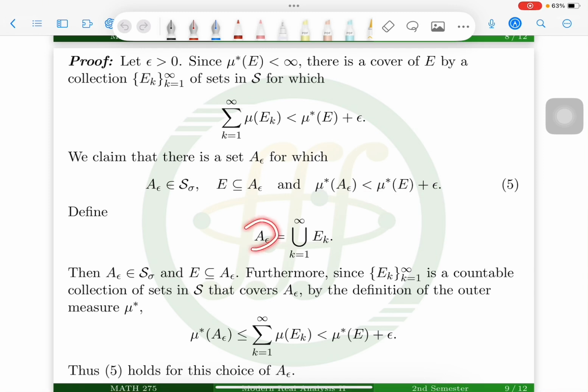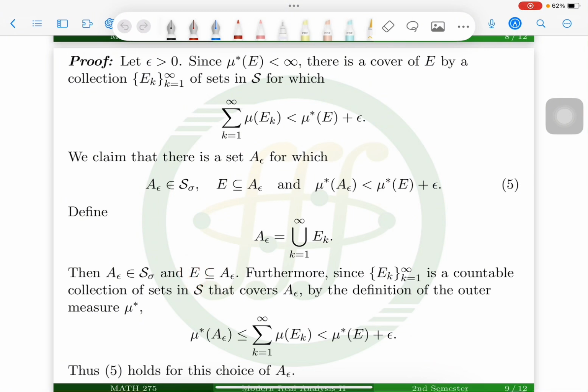So, we define A epsilon. A epsilon is the countable union of the E sub K. Then our A epsilon is in S sigma, because S sigma consists of countable unions. So it is a countable union, right. And then E is a subset of A epsilon, because the E sub K cover E.